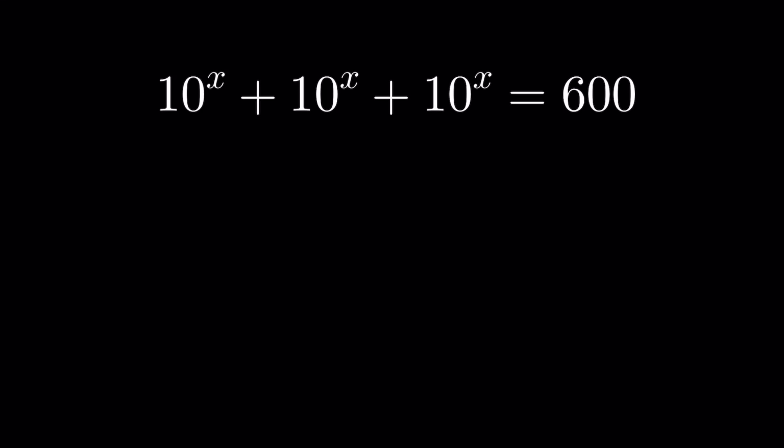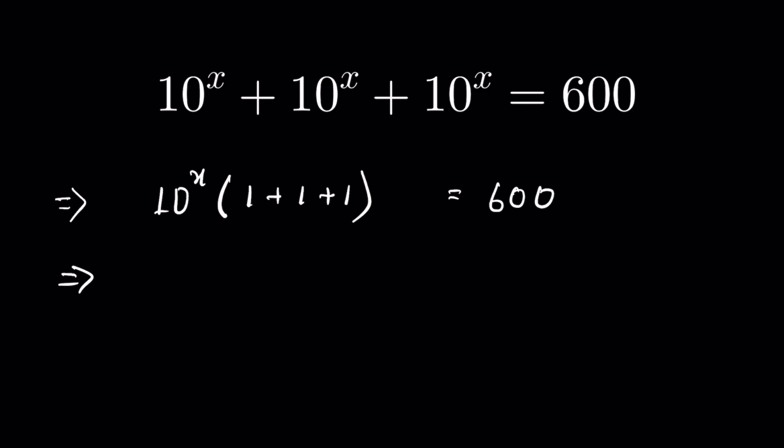10 to the power x plus 10 to the power x plus 10 to the power x is equal to 600. We have to find the value of x. So here we can take 10 to the power x common and write 1 plus 1 plus 1 is equal to 600, or 10 to the power x times 3 is equal to 600.